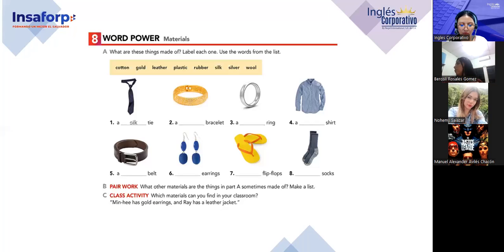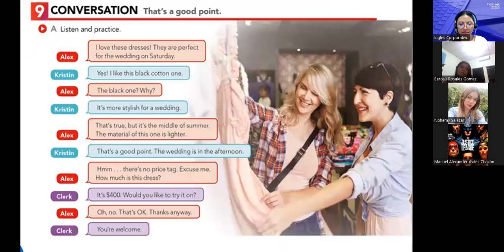Muy bien. Vamos a ver una conversación. ¿Se fijan? Very similar. Muy similar a la que acabamos de ver. Solo cambia cierto vocabulario. In this conversation, you're going to find Alex, Christine, and the clerk. Escuchemos la conversación, a ver qué tal nos va. Vamos a ver materiales acá. Ready? Here we go. Let me click on play. Vamos, chicos, escuchemos. Page 19, exercise 9, conversation. Part A. Listen and practice.